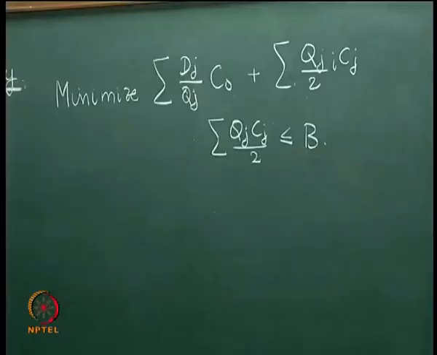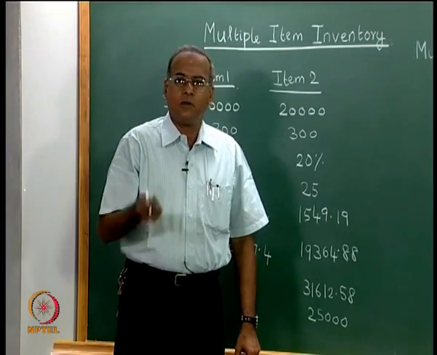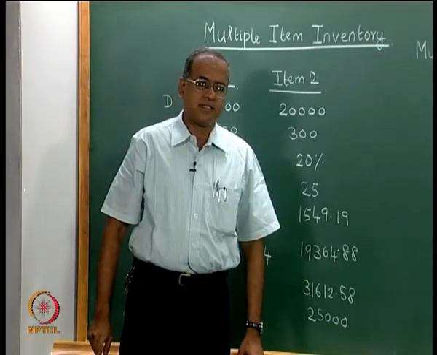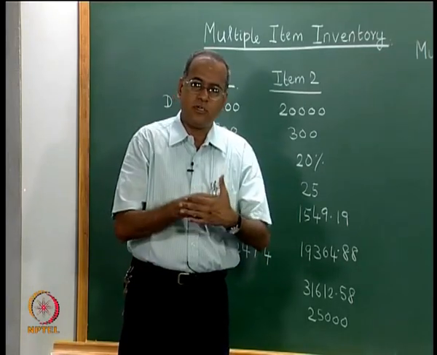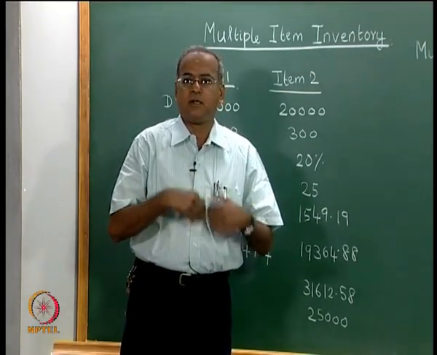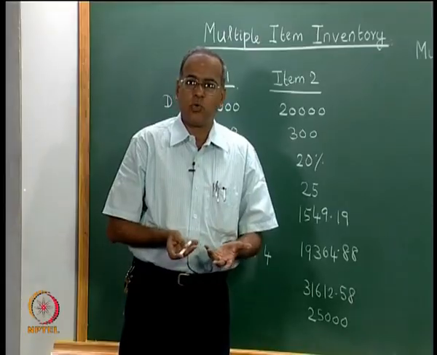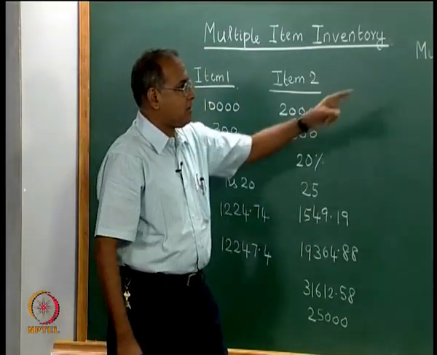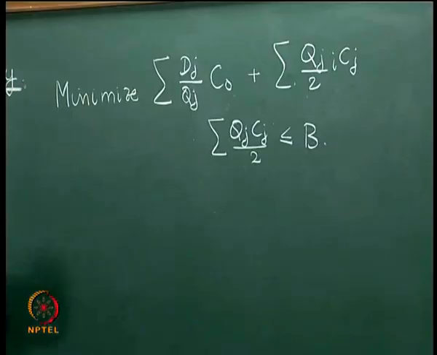And now B, which is the limit on the money value of the average inventory, is 25,000. Therefore, the solution to the unconstrained problem, which is the economic order quantity, violates the constraint and the constraint is binding, and the solution to the unconstrained problem is not optimum or feasible for the constrained problem. So, we have to use this constraint and solve it again.